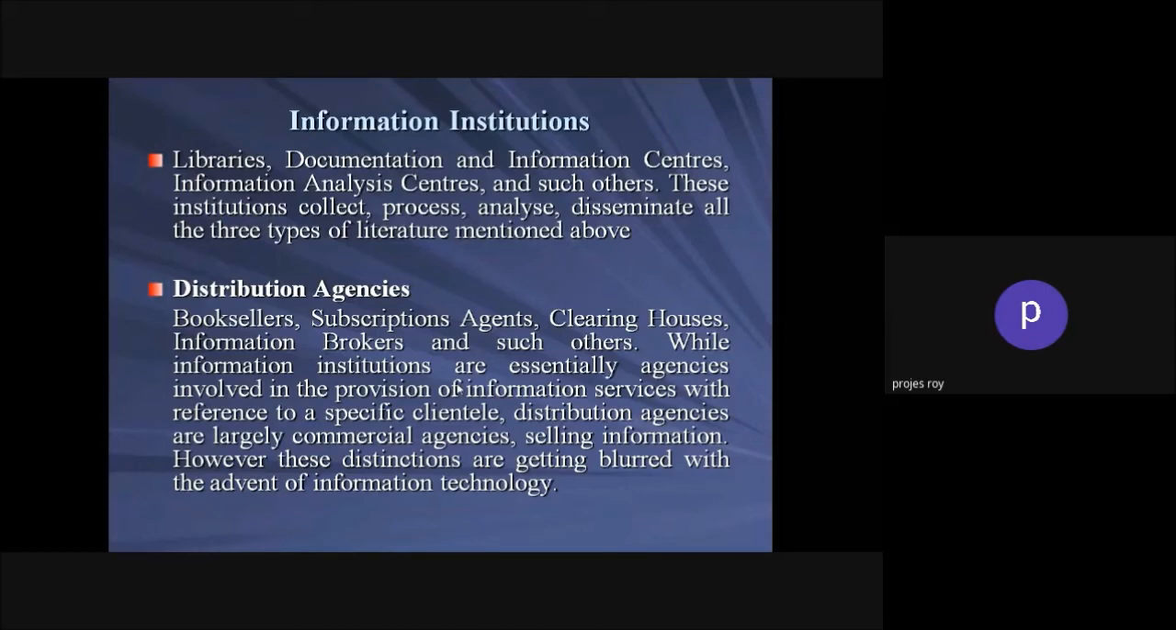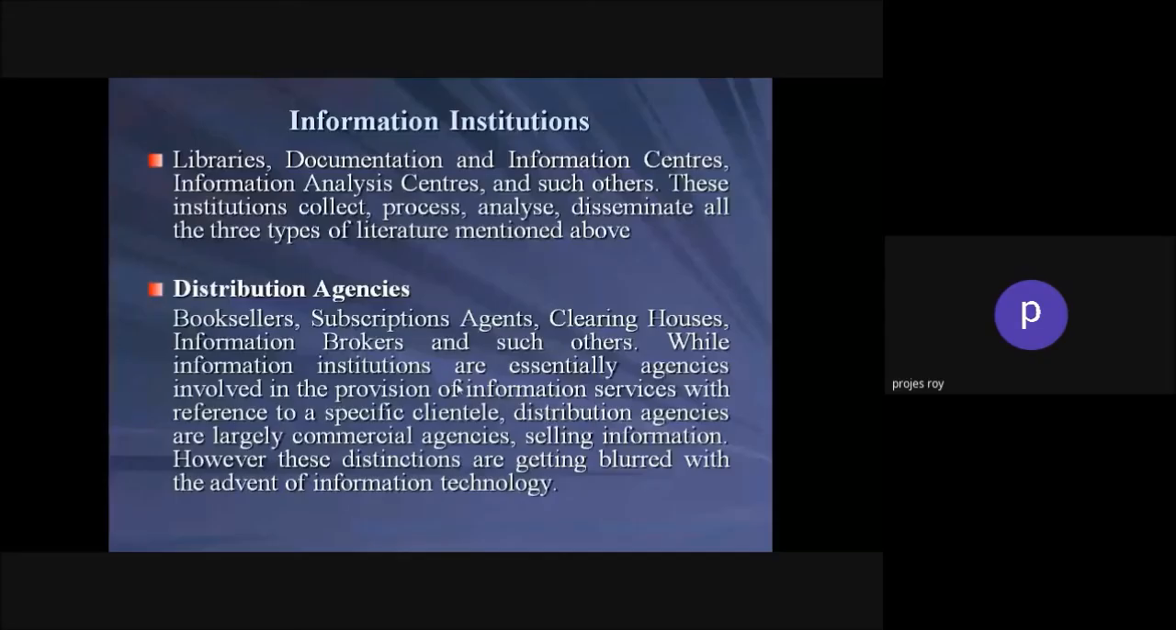While information institutes are essentially agencies involved in provision of information service with reference to a specific clientele, distribution agencies are large commercial agencies. So you can understand the difference between the information institutions and distribution agencies. Information institutions are into dissemination of information to their clientele, whereas the distribution agencies are commercial, selling information as their work. But the institutions were doing research, and they collect information, analyze, and disseminate to their clientele.